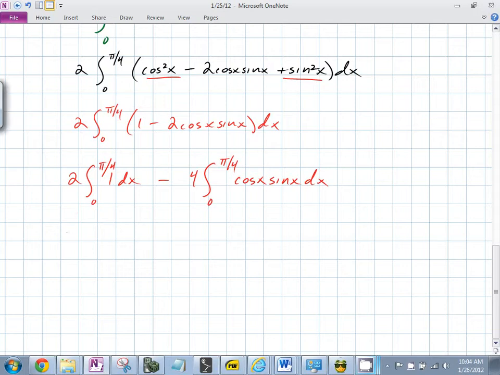So this one's just going to be 2 times pi over 4. Agree with that? That makes more sense. So this one's going to be 4 times, and we have to integrate this one, right? How do you go about integrating this thing? What do you have to use? And I'll tell you, it's doable. It's actually quite easy.